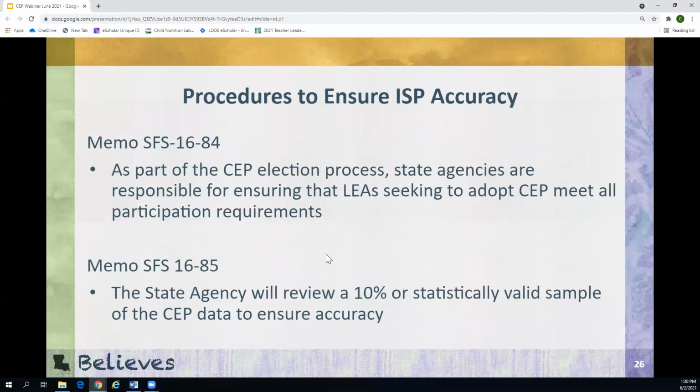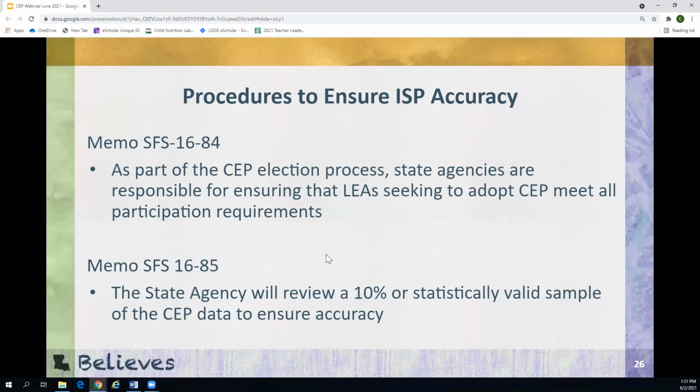There are 2 memos that are available that you can refer to on procedures that are used to ensure identified student percentage accuracy. So memo SFS 16-84. As part of the CEP election process, state agencies are responsible for ensuring that LEAs seeking to adopt CEP meet all participation requirements. So part of our system is to ensure that you're participating in breakfast and lunch, and that you have a percentage that allows you to participate in CEP.